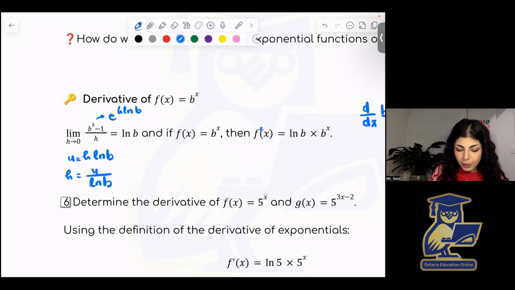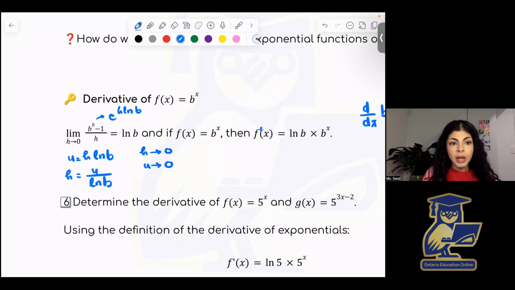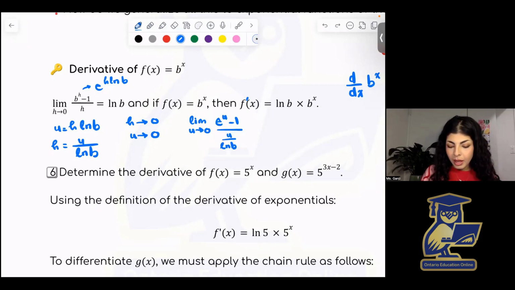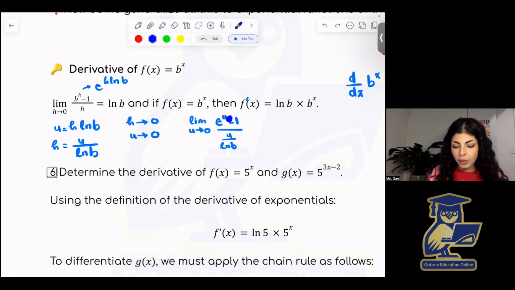Okay. And as h approaches 0, we can also see that u is approaching 0. So our limit doesn't change there. But now in our limit, we can write this new limit, which is just your variable u. So I've just substituted u over here for our exponent. And then in my denominator, I had h, which I now rewrote as this fraction over here.